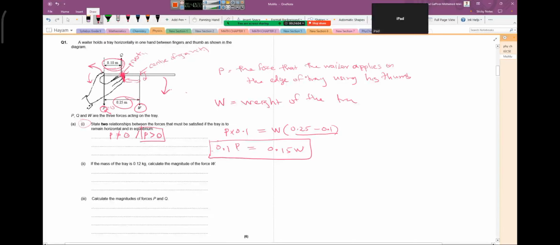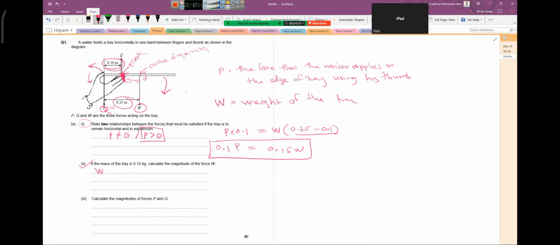Now they are telling, if the mass of the tray is 0.12 kilogram, calculate the magnitude of the force W. This is very simple, yeah? Can you try to do this? What should you know? If you are given the mass and asked to find out the W, what should you do?